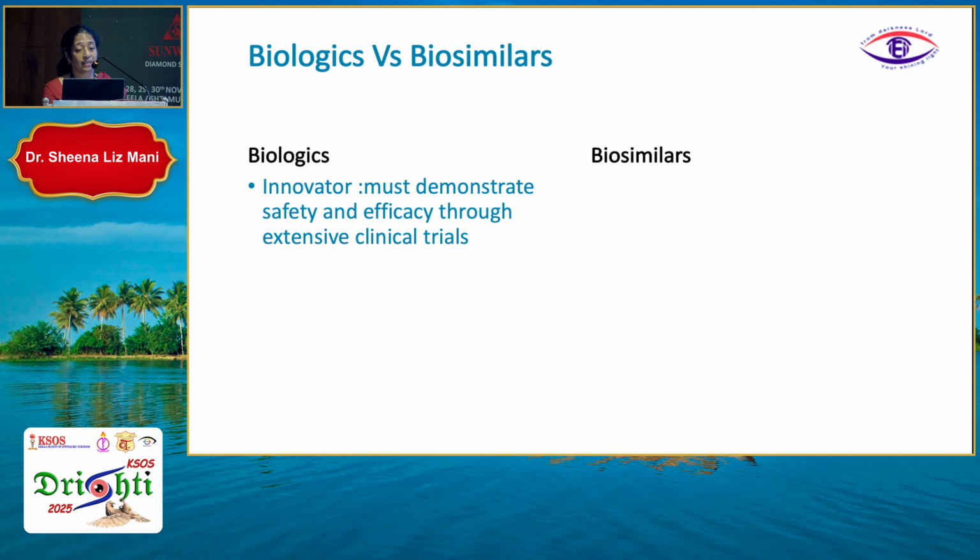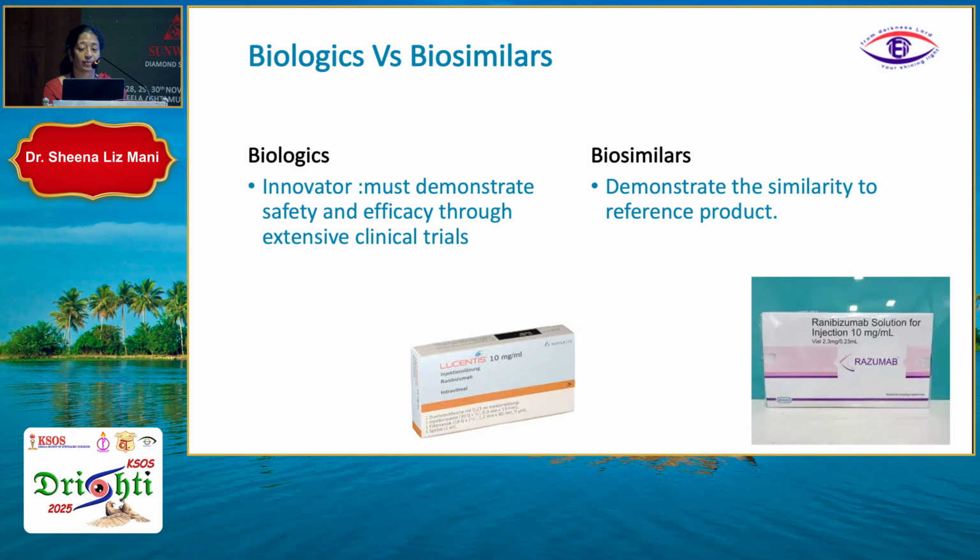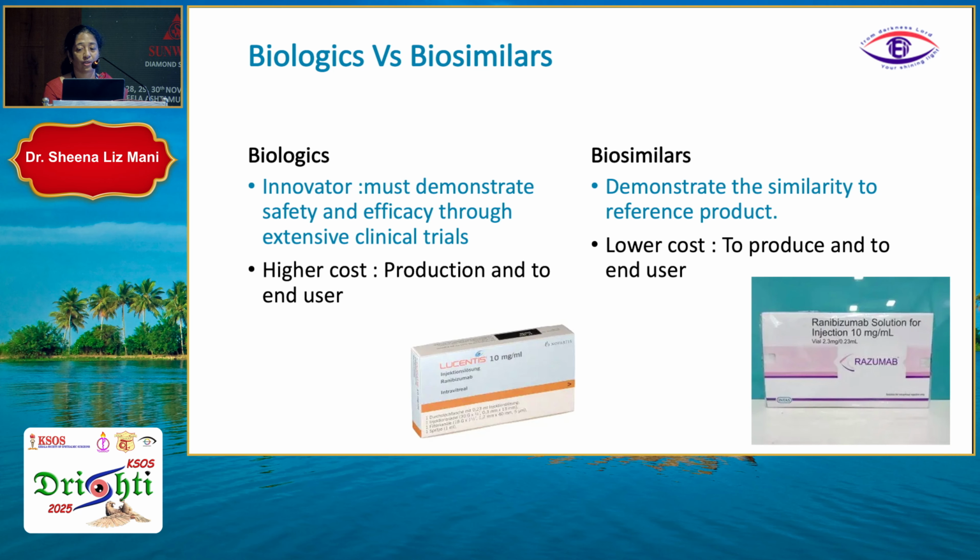A biologic is basically the first molecule, the innovator, and it must demonstrate safety through extensive clinical trials. An example is Lucentis. A biosimilar demonstrates similarity to the reference product. An example that we use is Razumab. Of course, because the biologic is the first product, there is a higher cost involved, both in producing it and to the end user, that is the patient. With biosimilars, the cost is lower, again both to produce and to the end users.